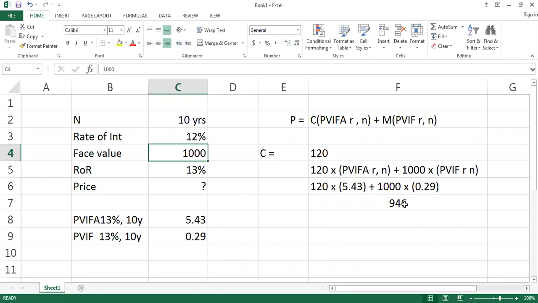Why did this happen? It happened because our required rate of return increased. If my required rate of return is down, then naturally this value will be higher. Are you able to understand the logic here?